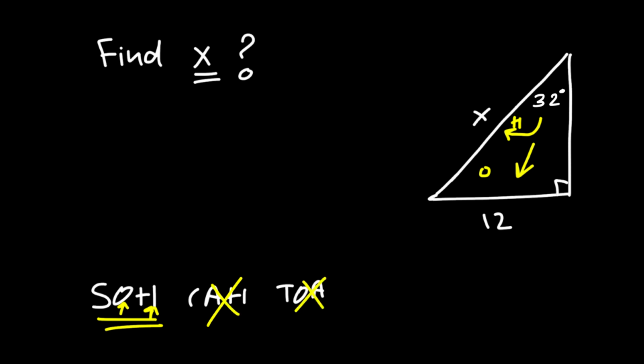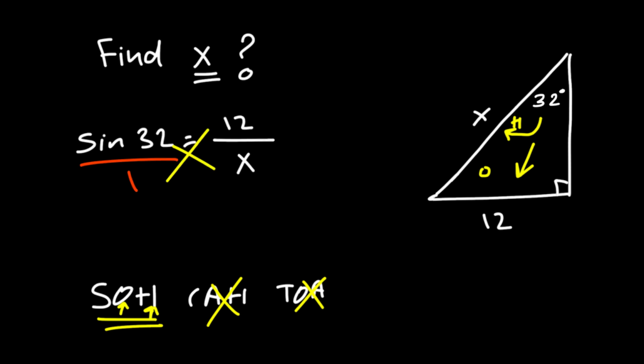So now simply we have to write sine 32 equal the opposite side, which is 12, divided by the hypotenuse, which is x. Now simply I have to do cross multiplication to solve for x. So in this case, x will be 12 divided by sine 32, which equals 22.64.